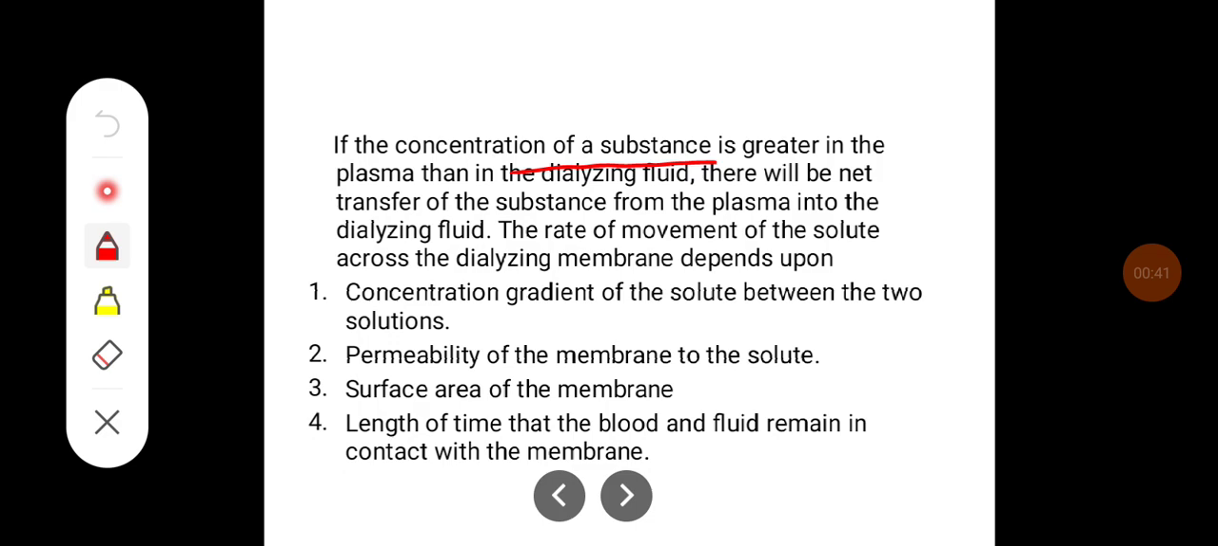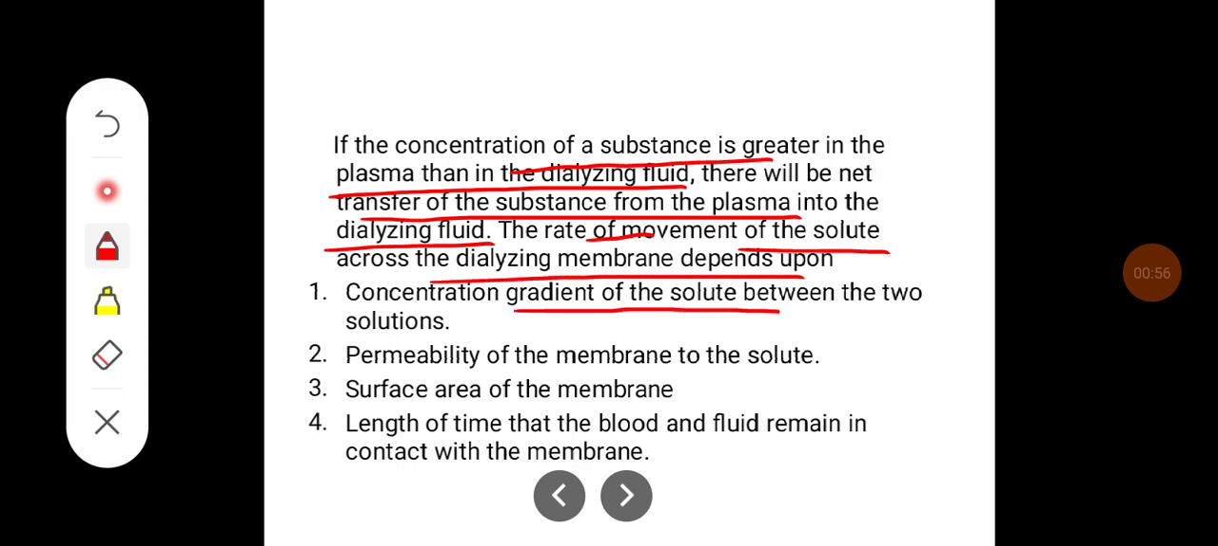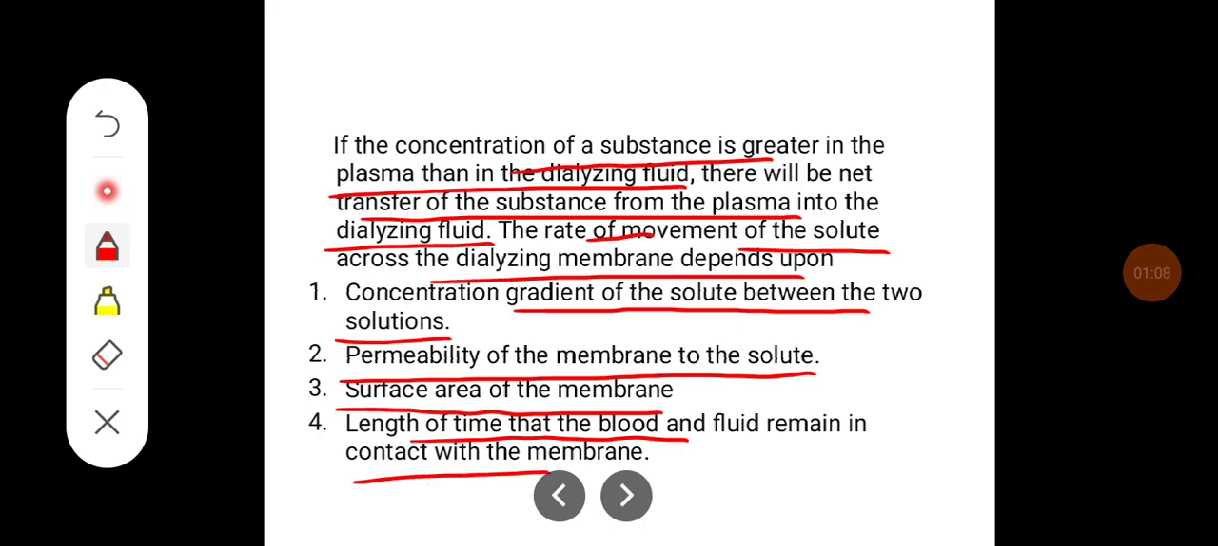If the concentration of a substance is greater in the plasma than in the dialyzing fluid, there will be net transfer of substances from plasma into dialyzing fluid. The rate of movement of solute across the dialyzing membrane depends on the concentration gradient of the solute between the two solutions, permeability of the membrane to the solute, surface area of the membrane, and the length of time that the blood and fluid remain in contact with the membrane.